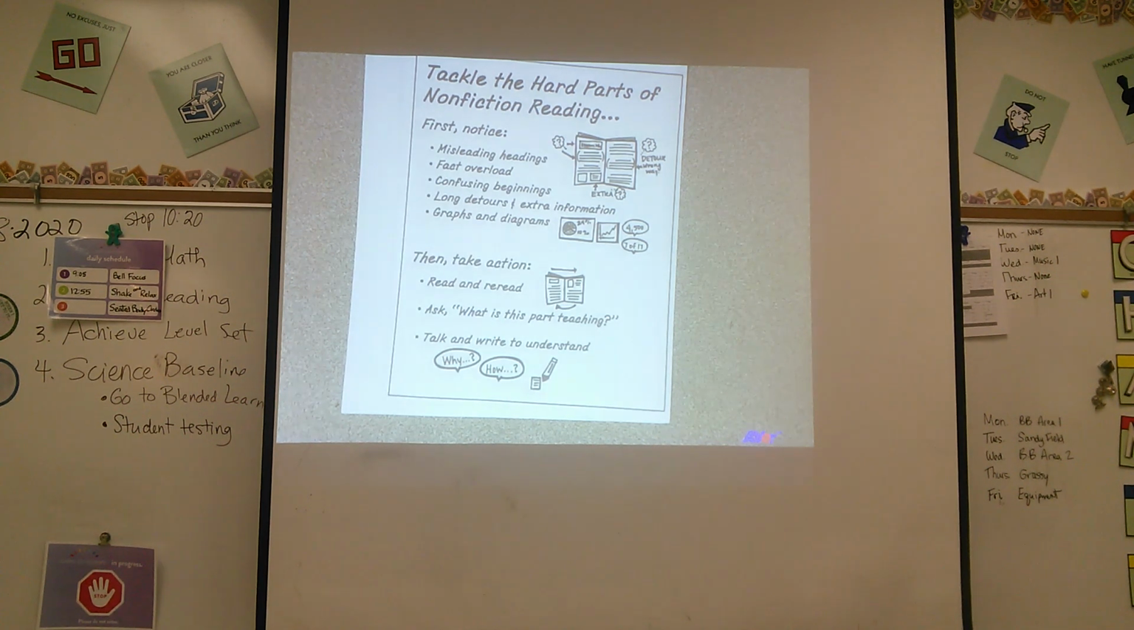Okay, so today during work time, I'm going to have you guys reading in your nonfiction book, taking notes in your journal, and applying the strategies that you've learned so far in this unit of study. Okay, go ahead and take out your books and begin reading.